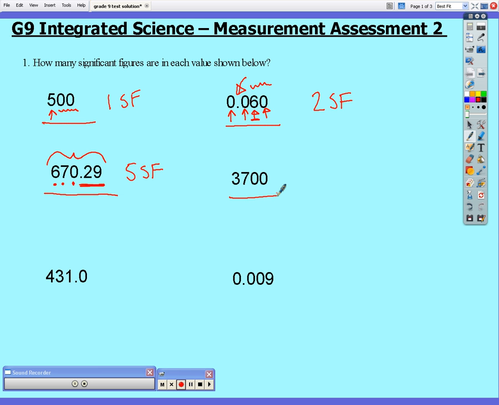3,700, very similar to the one over here. It's a whole number. It starts with 2 significant figures, but then is followed by just a couple of zeros which are there as placeholders. So we've only got 2 significant figures. Unless anybody tells us otherwise, we don't know whether these are significant or not.